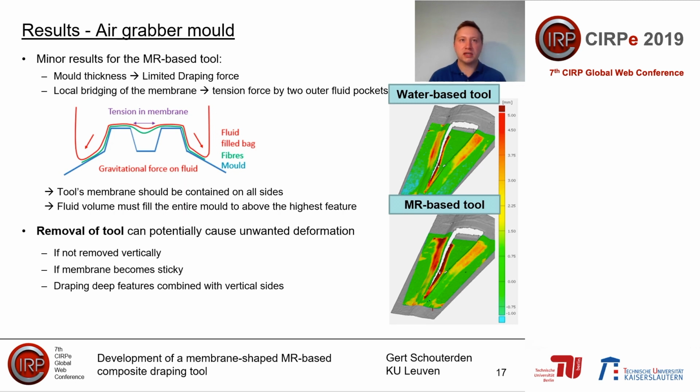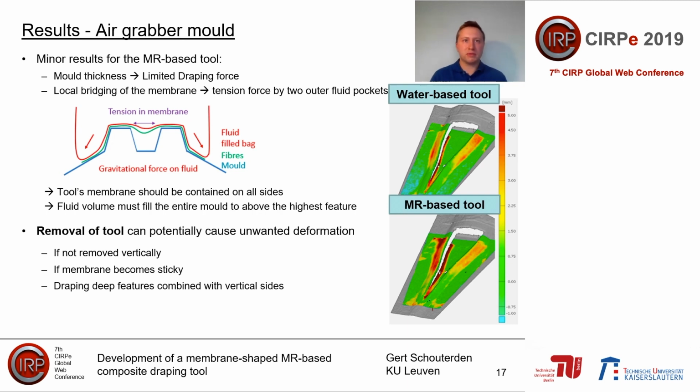This puts tension on the membrane in the center, thus preventing this feature from being draped as shown in the figure. This was more seen with the MR-based tool because of the slightly smaller fluid content of this tool than a water-based tool. To alleviate this problem, the tool's membrane should always be contained from all sides, and also the fluid volume should be higher than the highest feature in the mold.